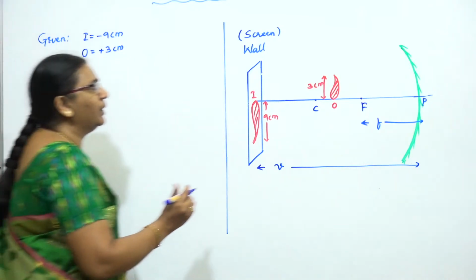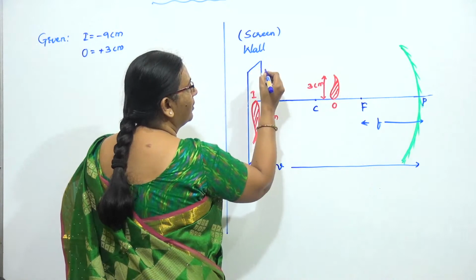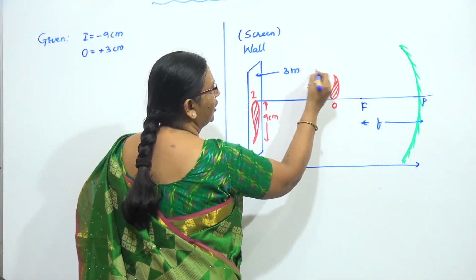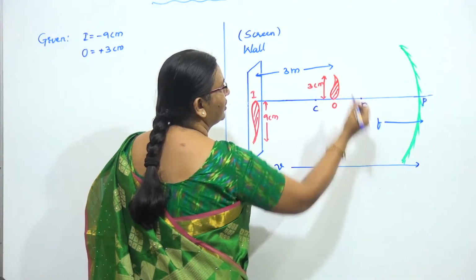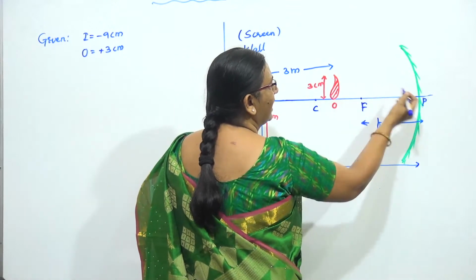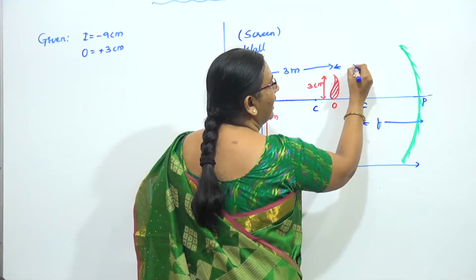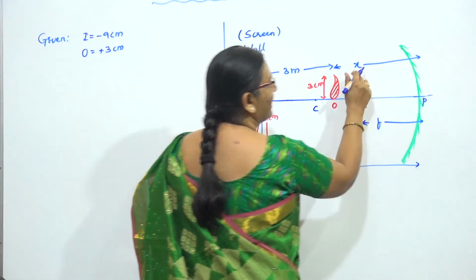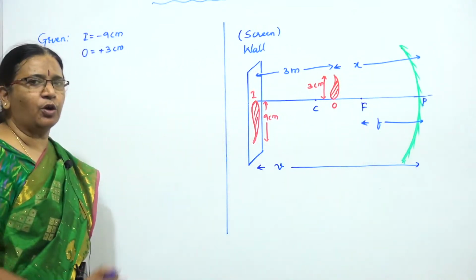Okay. And what else do I get? The object from the wall is at a distance of how much? 3 meters. This is our given data. Let me assume this distance as x. What is x then? x is nothing but the object distance.